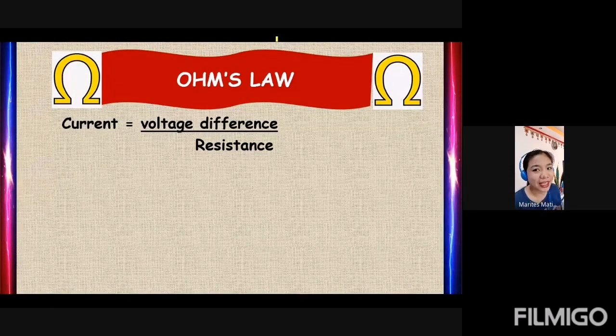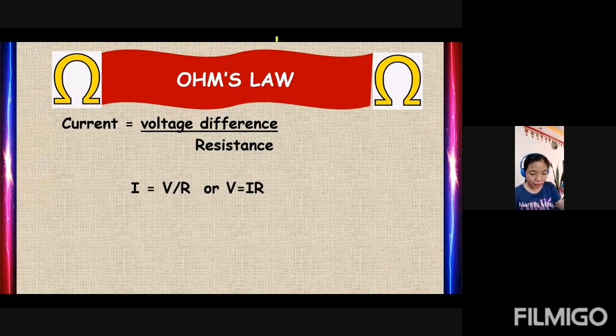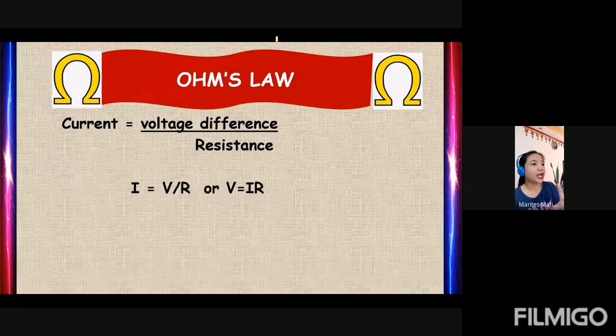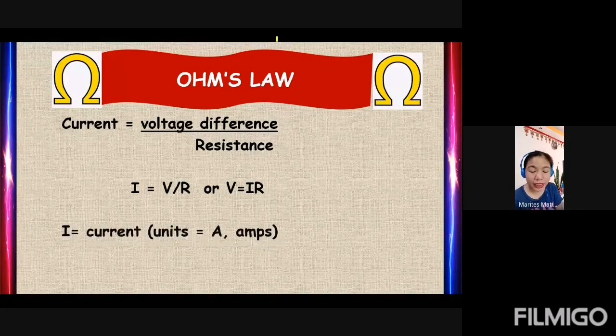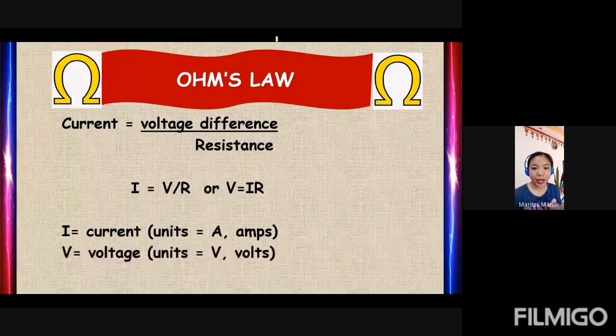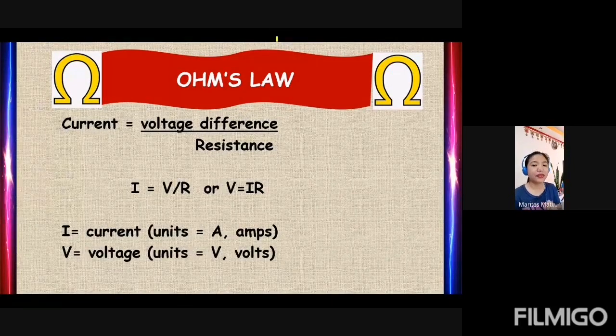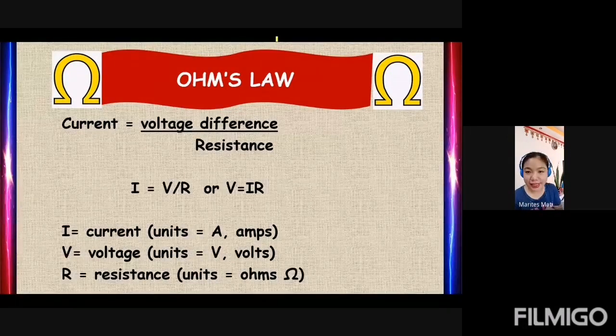So magko-compute lang tayo, konti lang, madali lang. Okay? So here we have current is equal to voltage divided by resistance. So kung i-rearrange natin yan, we have voltage is equivalent to current multiplied with resistance. So I, that's for current, measured in amperes. V for voltage, measured in volts. And R, resistance, measured in ohms.